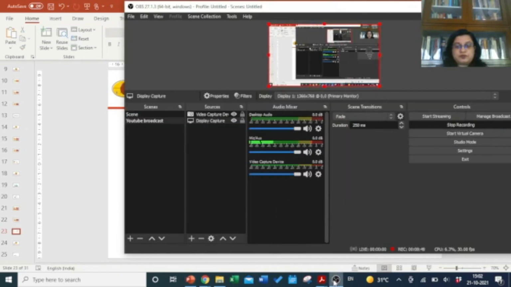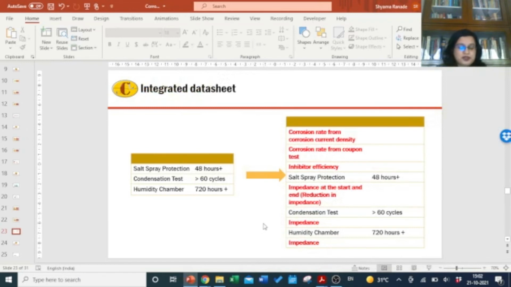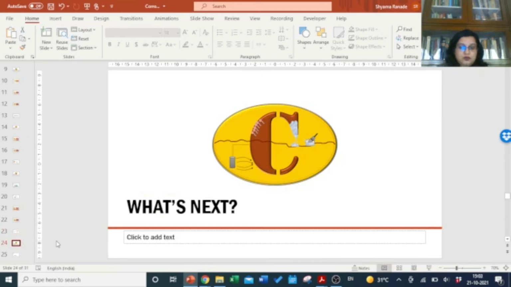Now, what actually happens is, this is fine when somebody is working on an integrated data sheet. It does take into account both research and industry. That was something I had to talk about, because I had to talk about how both the data sheets can be completed and shown together, and it can be useful.